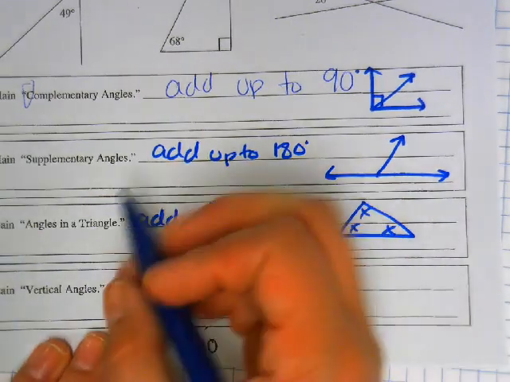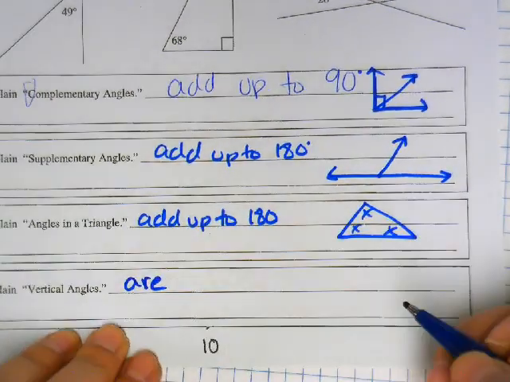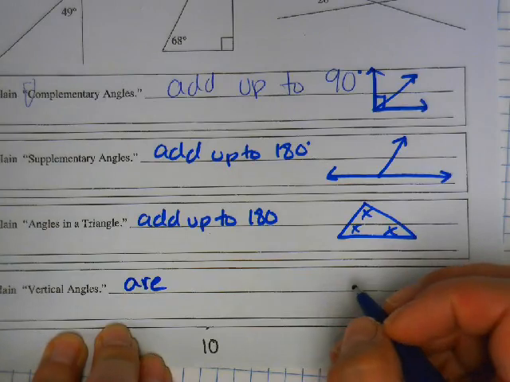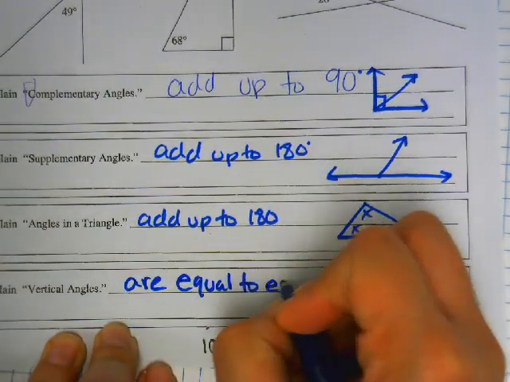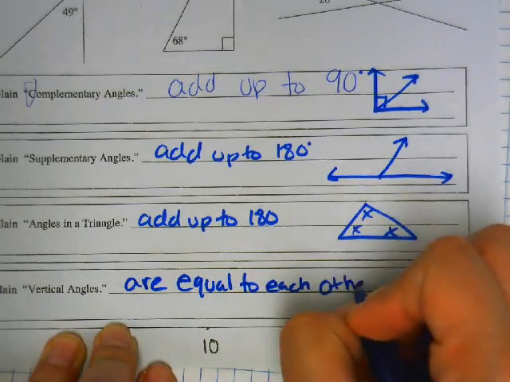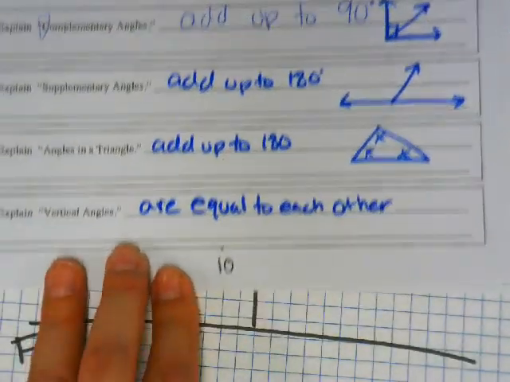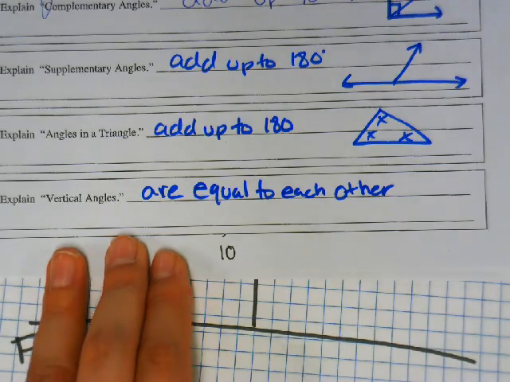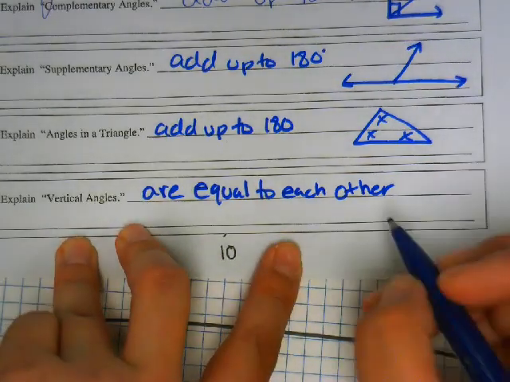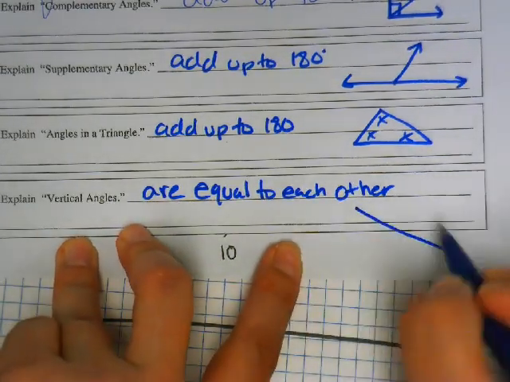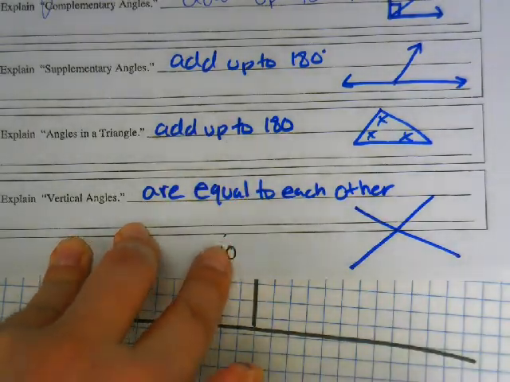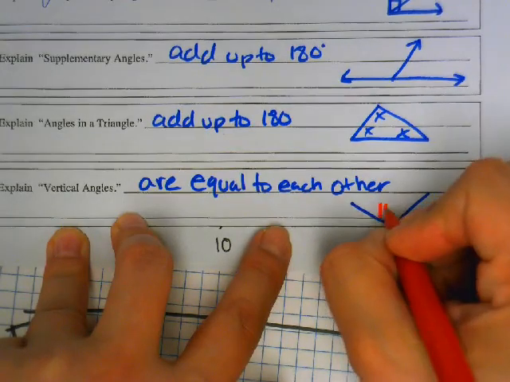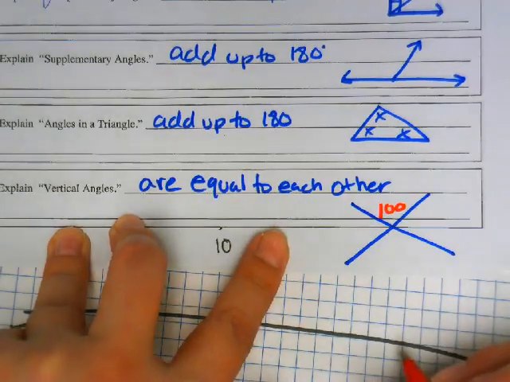Vertical angles are opposite and are equal to each other. They're like identical twins. That's the one where you have an X. And if this is 100, guess what else is 100?